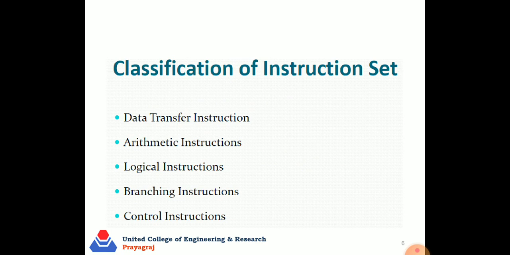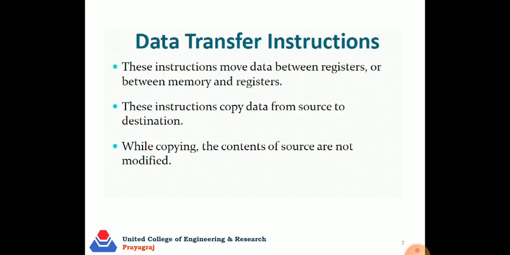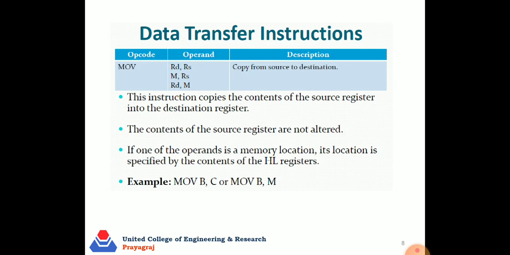So we can divide the instruction set into different sections like data transfer instructions, arithmetical instructions, logical instructions, branching instructions, control instructions. With the help of these instructions, we can create a program according to our requirement. So first, data transfer instructions. Data transfer instruction means we can transfer the data from the outside world to the microprocessor or from the microprocessor to the outside world with the help of registers and some special instructions.